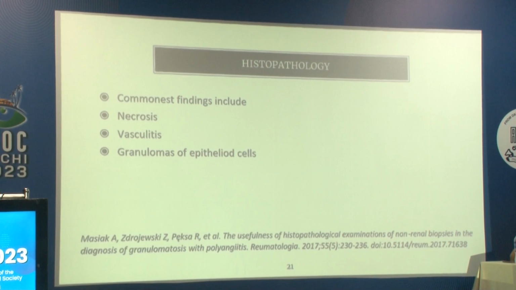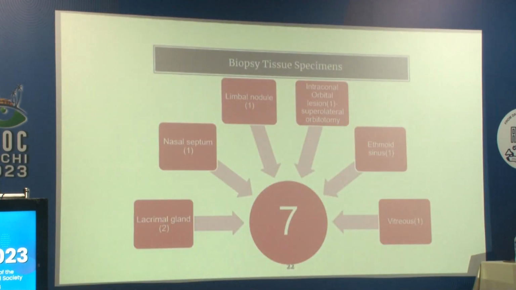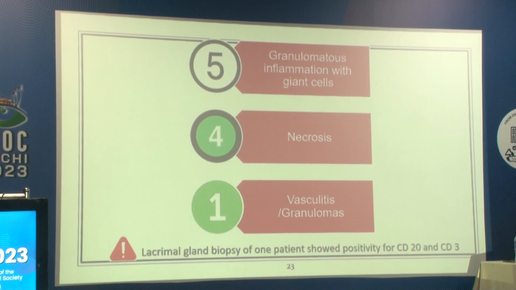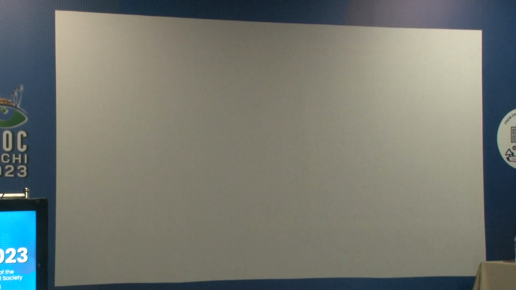And a study by Maziak et al. showed that in non-renal biopsies, features of necrosis, vasculitis, and granulomas were most commonly seen. In our patients, we retrieved specimens from lacrimal gland, nasal septum, limbal nodule, intracorneal lesion through orbitotomy, ethmoid sinus, and vitreous. So 5 of our patients had features of granulomatous inflammation, 4 had necrosis, 1 had vasculitis and granulomas, and in 1 patient we also saw positivity of CD20 and CD3, which shows that it has a B cell lineage.